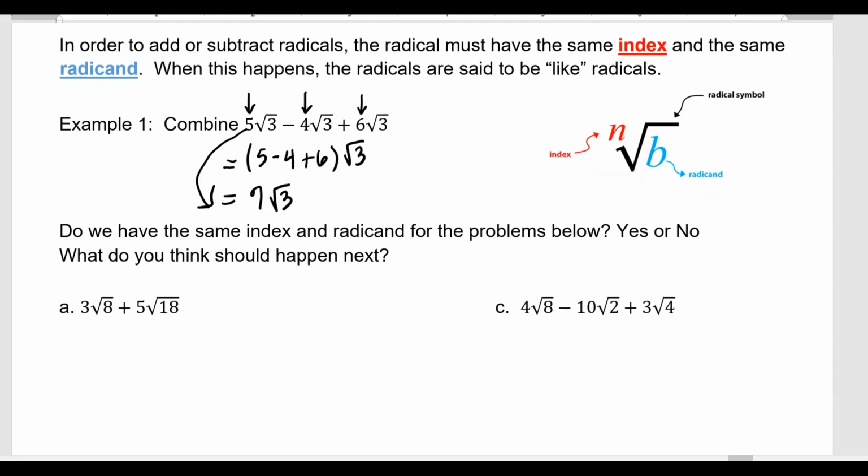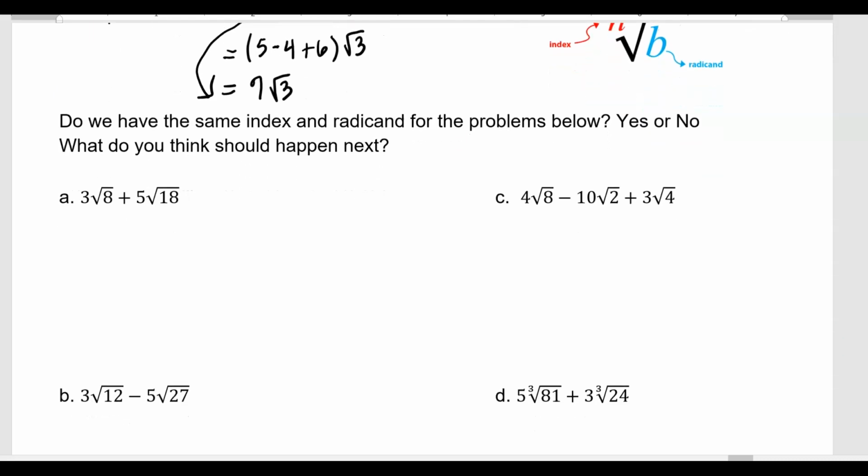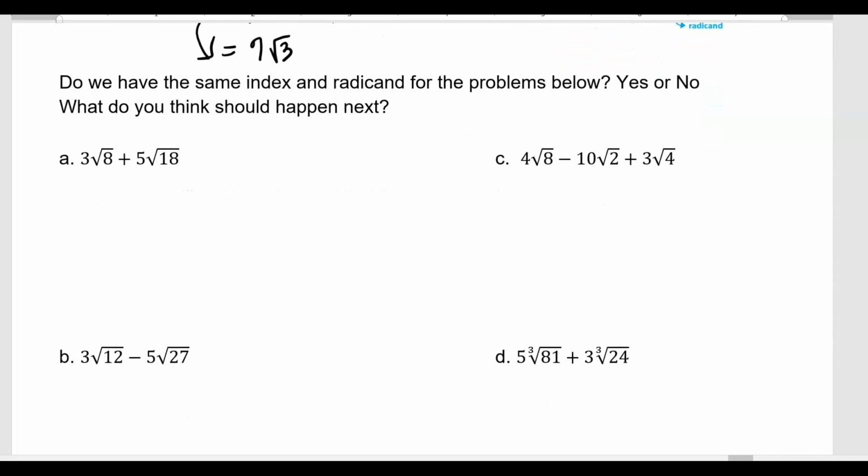So let's go to the next problem. Notice that we do not have the same radicand, even though we have the same index. So what do you think we should do at this point? Well, we're going to have to simplify each radical separately. For example, this 8 is 4 times 2, and this 18 is 9 times 2.